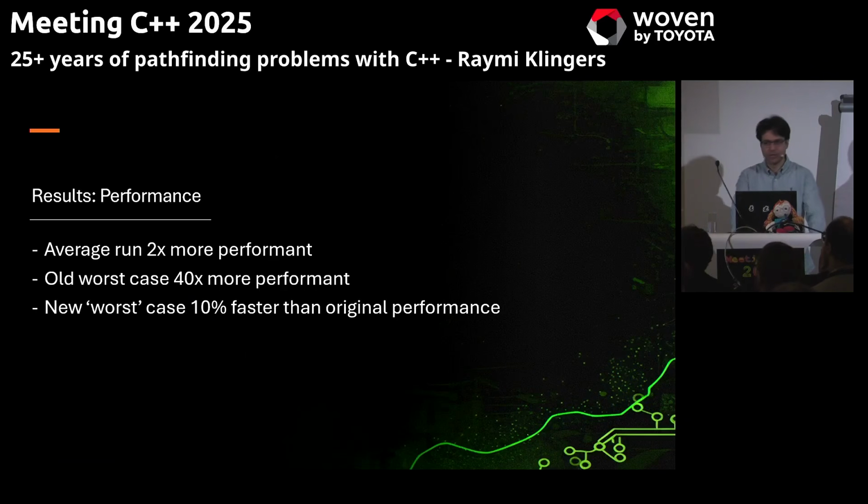Now, what does this mean for performance? Well, on average, it runs twice as fast. And this is interesting because I did not actually optimize the algorithm at all. The only thing was the bounds that I added because, well, not doing the whole map sounds like an obvious thing not to do. The old worst case actually was 14 times more performant than the old algorithm. And the new worst case was still 10% faster than what the old algorithm had to do.